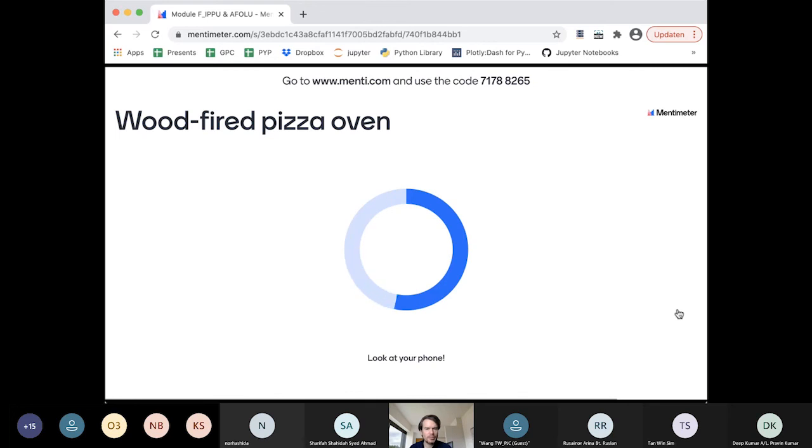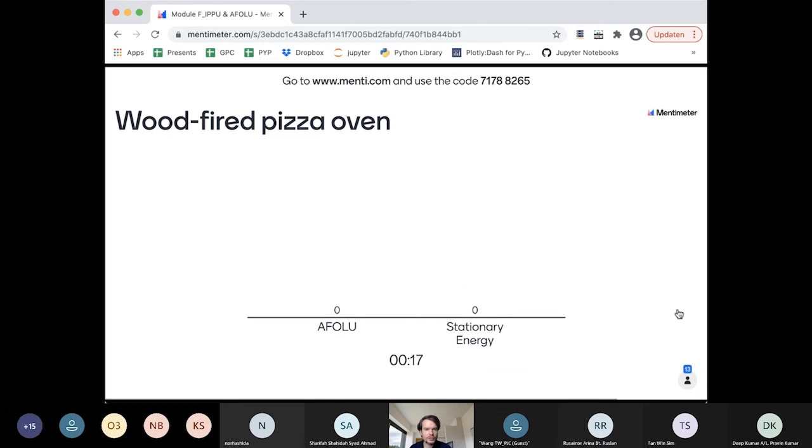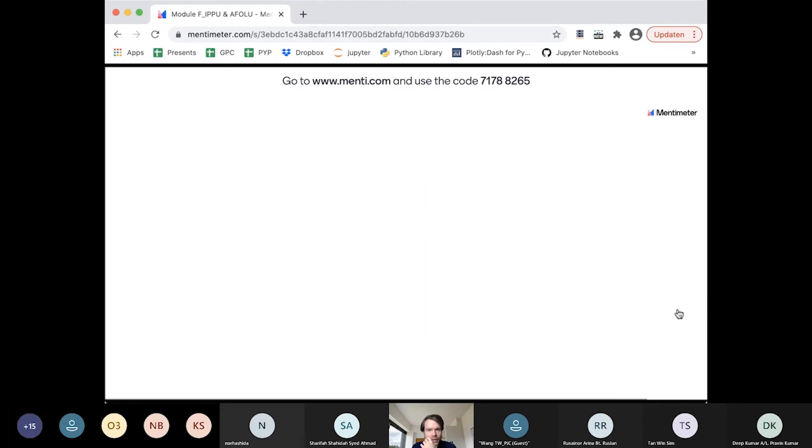A wood-fired pizza oven. Are those emissions FOLU or stationary energy? If I'm burning wood in an oven to make my pizza, is that a FOLU or stationary energy? That is indeed stationary energy. Again, it's the intentional combustion of wood for a personal energy use, in this case to make my pizza through the heat. It's biogenic carbon, so we report the biogenic carbon separately, but under the stationary energy sector. Okay, 2 questions to go and we'll get the scores.